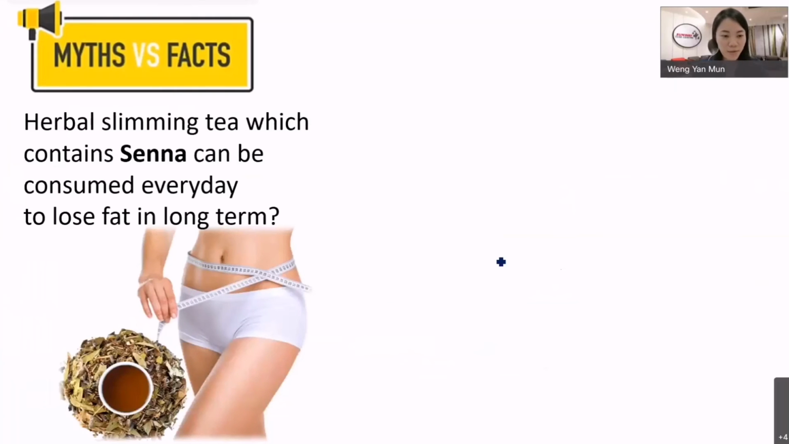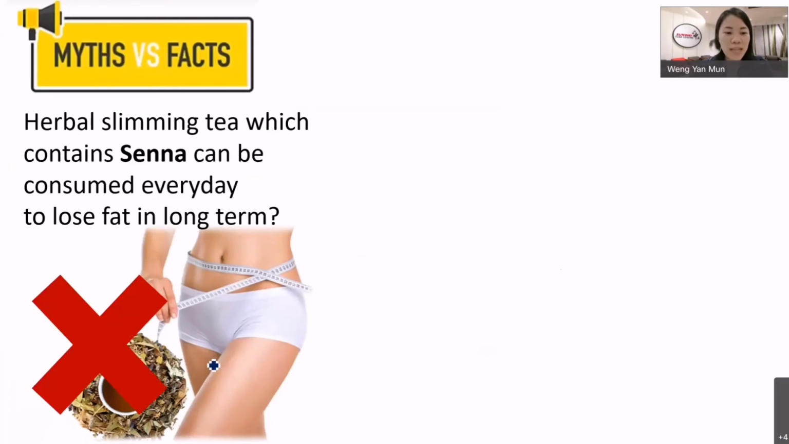Okay, the second myth and fact. I believe many of you did hear or even tried some herbal slimming tea, using it to detox, especially after a big feast. Senna is an herbal laxative, which is commonly found in the slimming tea selling within the market. It is used to stimulate the bowel movement when treating certain constipation condition. People tend to buy slimming tea with herbal laxative to detox, and they thought since the tea is herbal based, it should be safe for long-term usage.